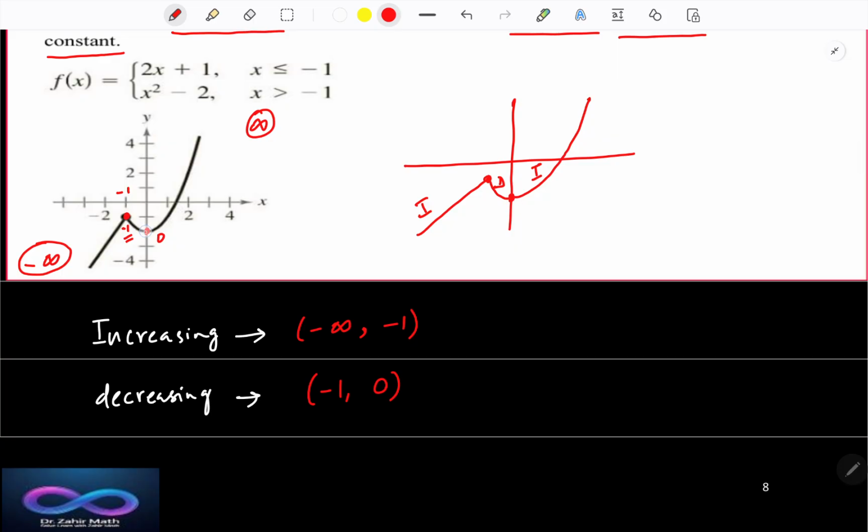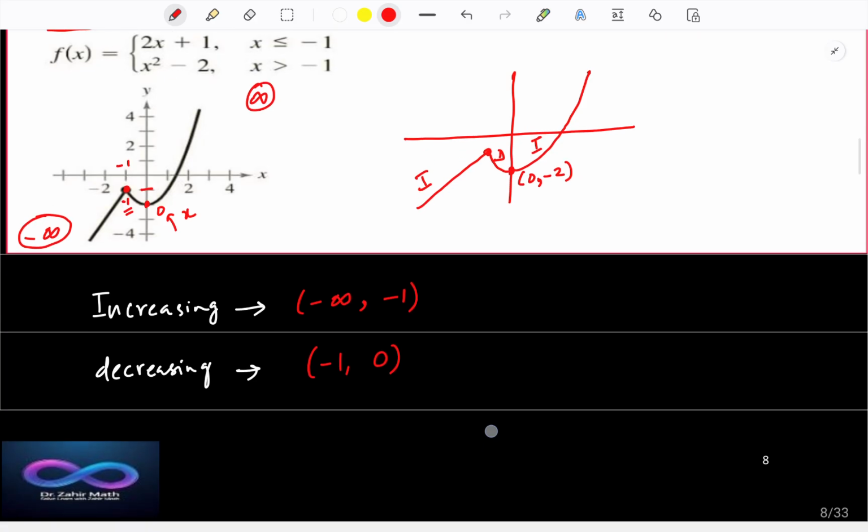What is the point x here? 0. X value, x value. Look at the x value. Teacher, this is y? No. This point is 0, comma, and then this one is what? -2, something like that. This is -1, this is -2. So 0, comma, -2. So this is decreasing.